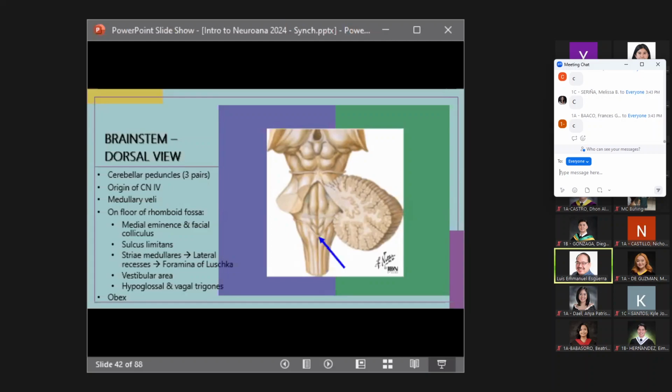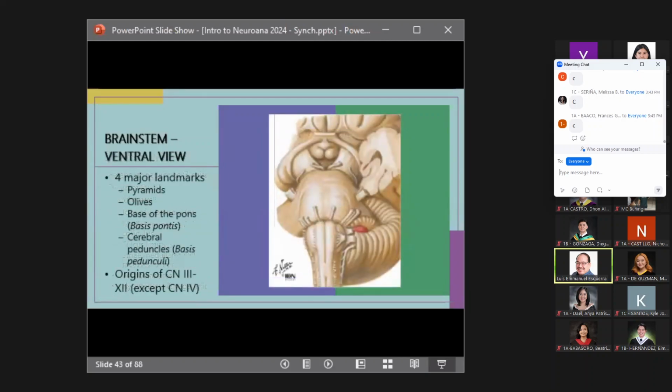So those are some features of the dorsal view. What about the ventral view? So this is different naman, from the dorsal view. So what are the landmarks? There are four major landmarks again here in the ventral view.